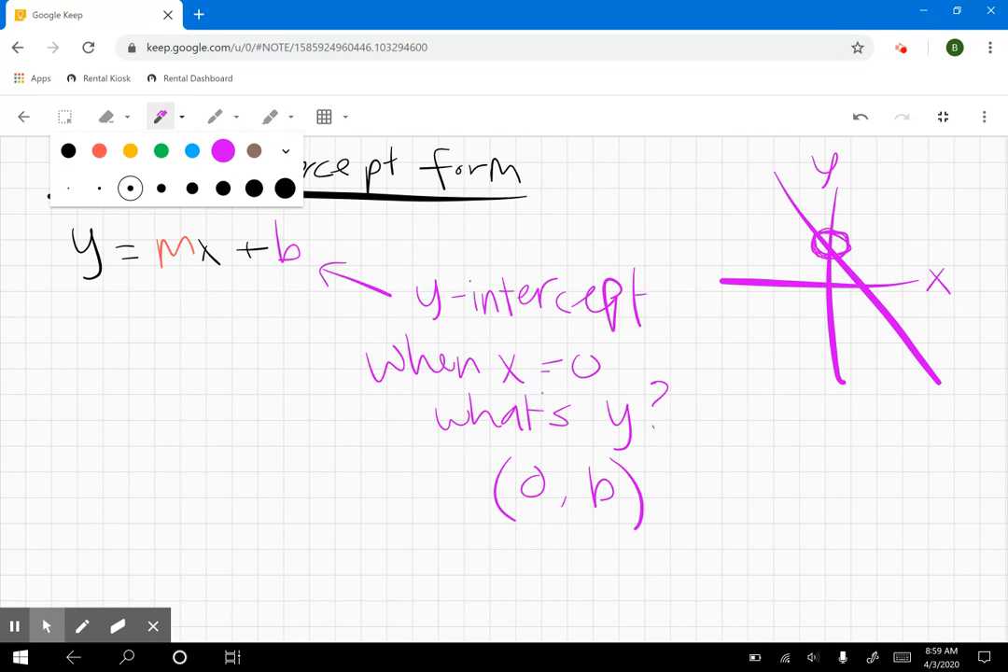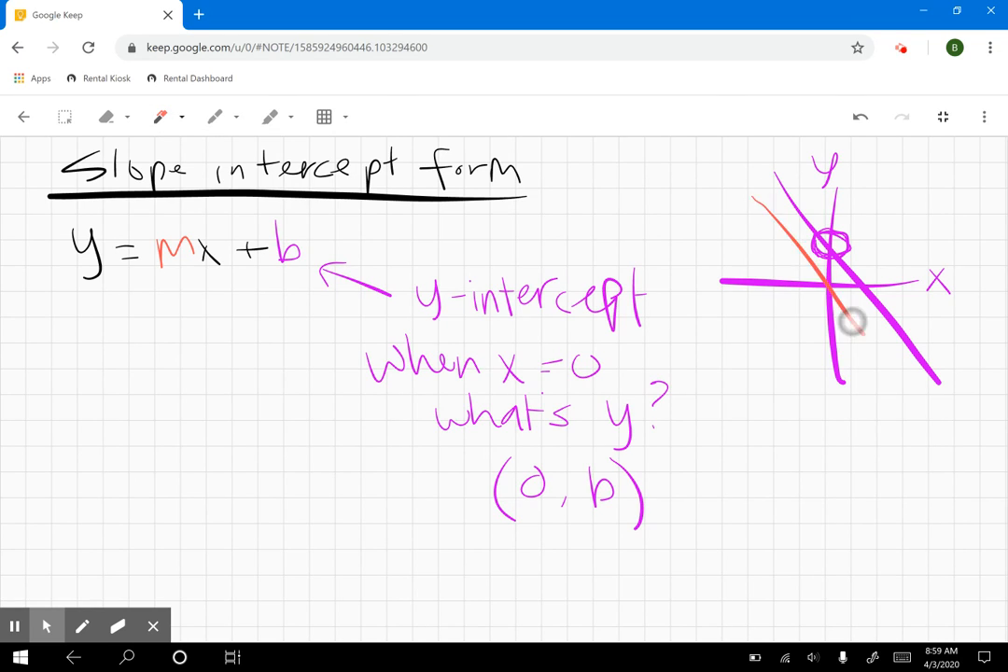Okay, slope. Slope is basically going to be the direction and steepness of your line here. So let's make a few notes. M equals the slope. The slope is also known as rise over run.